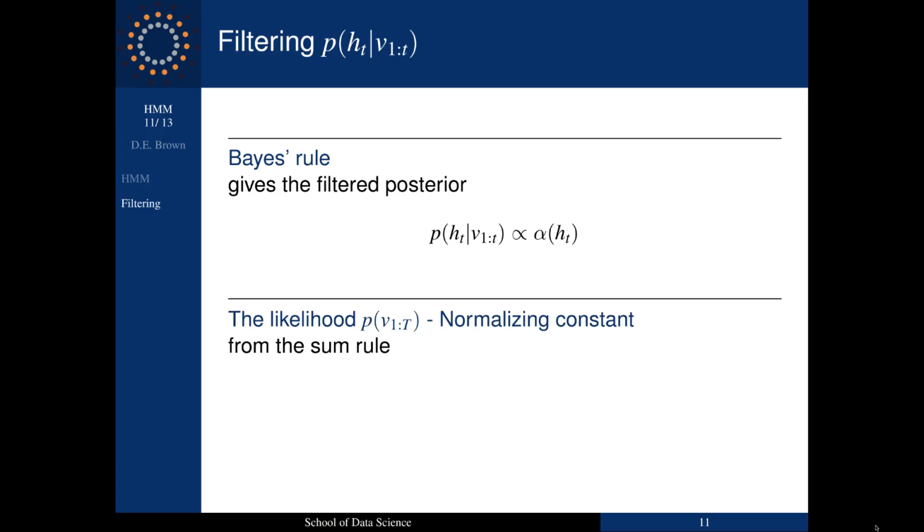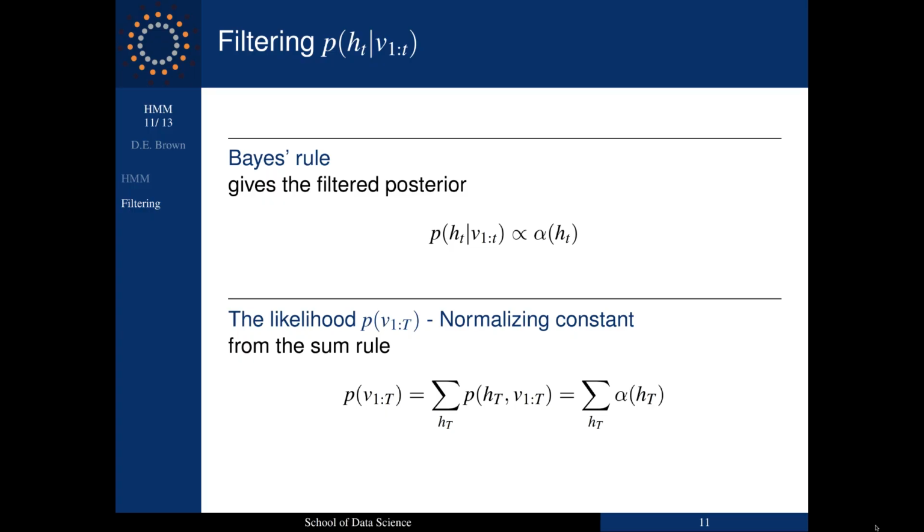The likelihood, which is the normalizing constant, we can find from the sum rule. That's simply taking and conditioning now. What we're doing is conditioning on the hidden unit at time t. So we're summing over all the possible values for the hidden unit at time t in order to find this likelihood of the visible units 1 through t.